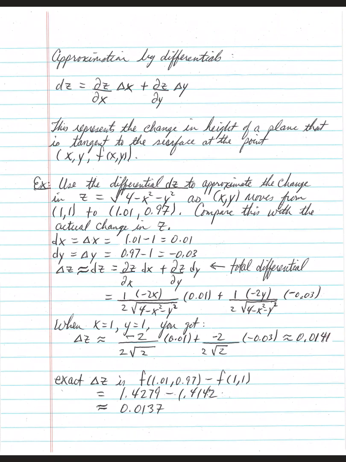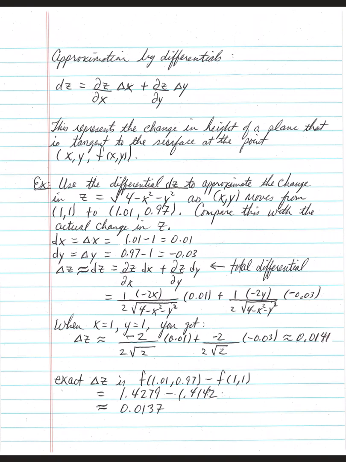Example: use the differential dz to approximate the change in this function as (x, y) moves from (1, 1) to (1.01, 0.97). Note that the change in x is very small. In fact, 1.01 minus 1, there's only 1/100th of a value change in x, very small. The delta y, the change in y's value, goes down 3/100ths.